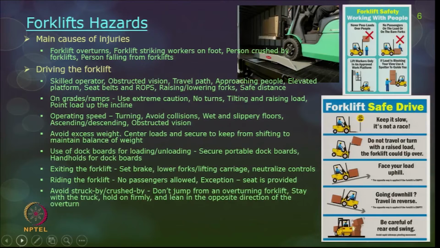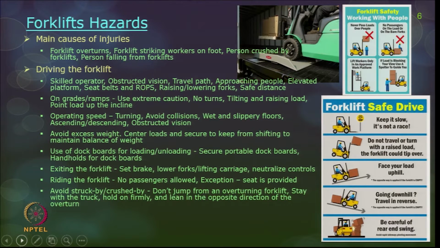Main causes of hazards with regard to forklifts. So, now we are going to discuss forklifts and conveyor belts. For forklifts, the main hazard is forklift overturning, primarily we call it tipping or overturning. Forklift striking the workers on foot, maybe a blind spot, or maybe the driver couldn't see the workers standing. So, the forklift striking workers on foot is a very common hazard.